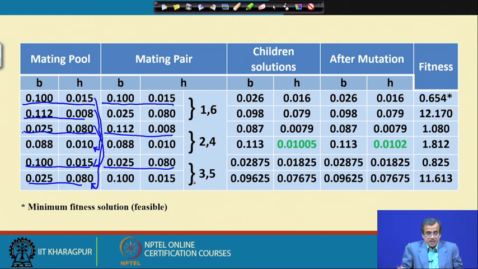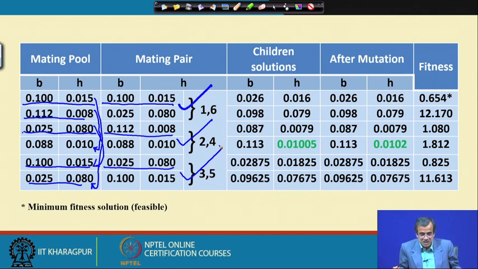Now, I will have to check whether there is a repetition of two parents in a particular mating pair. Now, if I just concentrate on the first mating pair, there is no repetition. So, this is a valid mating pair. Next, I will have to go for the second mating pair. So, this B and B, H and H are different. So, this is a valid mating pair. Next, I will have to compare B and B here, H and H here. So, this is a valid mating pair. So, all three mating pairs are found to be valid, and now they are going to participate in the crossover operator.